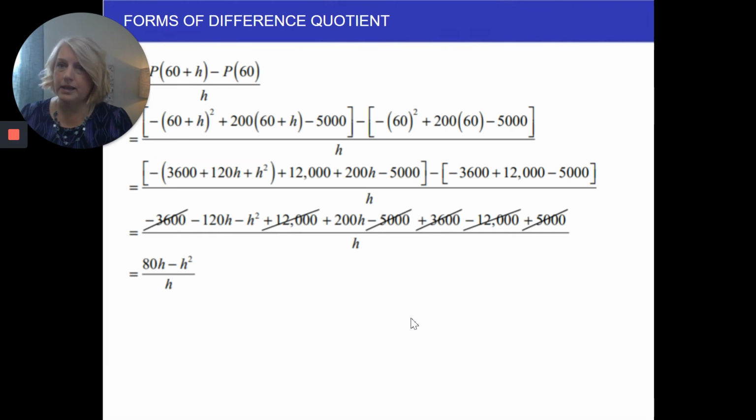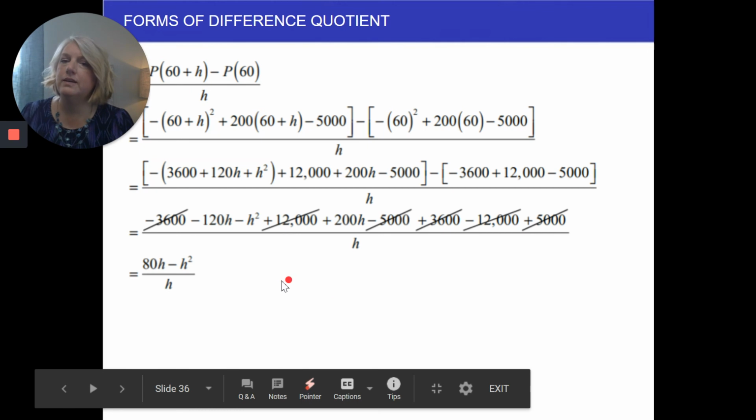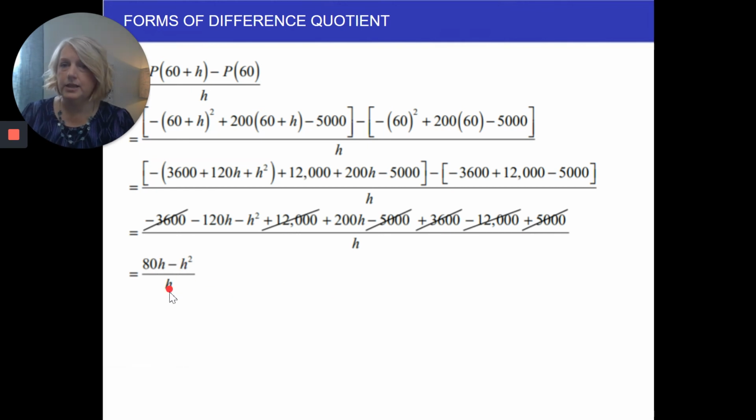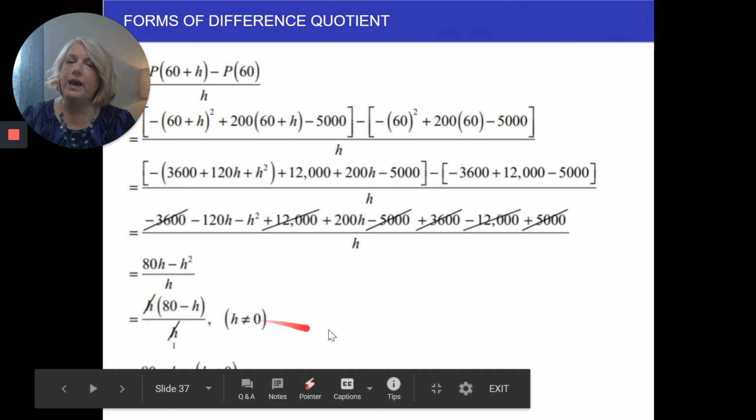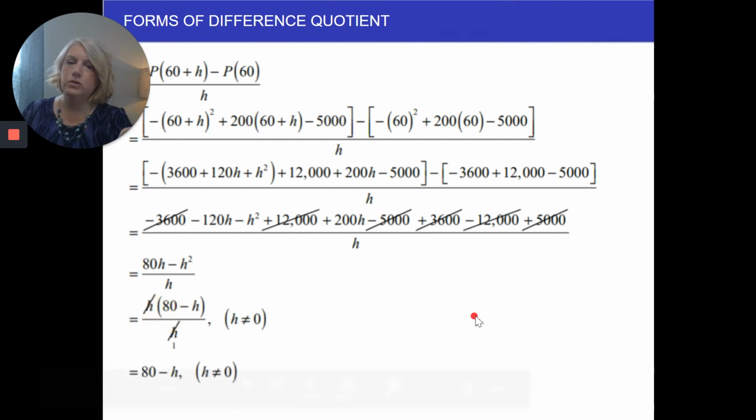And what's nice about that, and we saw this last year, is that when we get to this point, notice that everything that's left in the top and in the bottom still has an h in it. So we're going to be able to factor that out. And when we factor that out, we can remove this h, this restriction again. We put our exception, and now we have this formula 80 minus h.